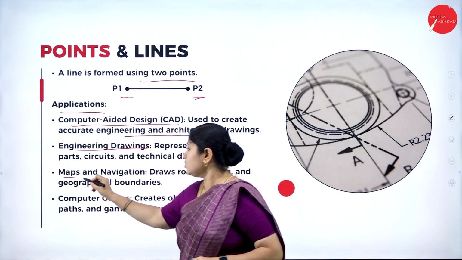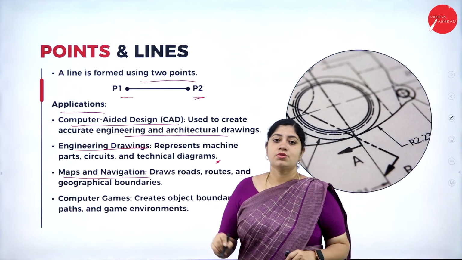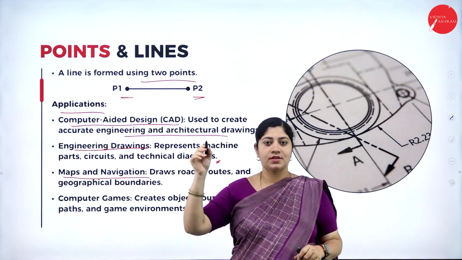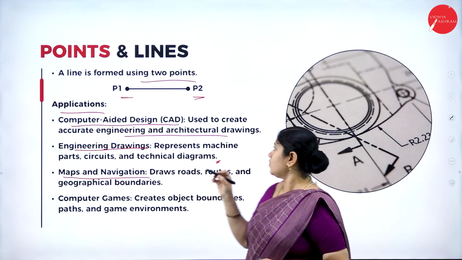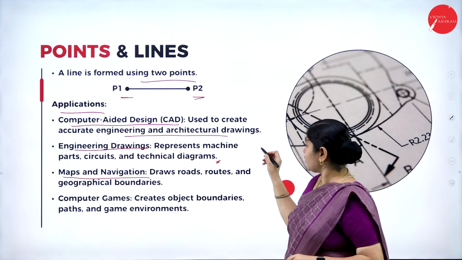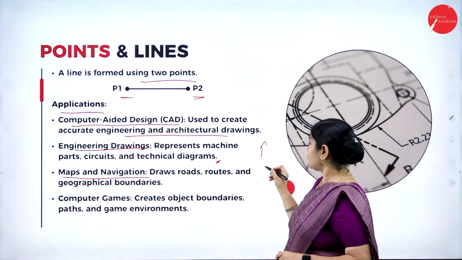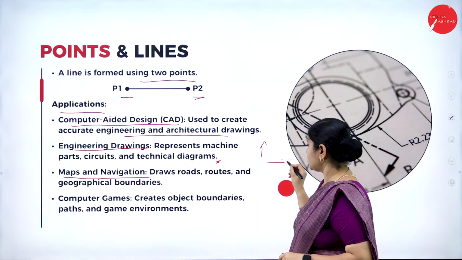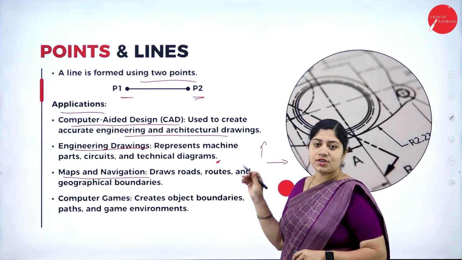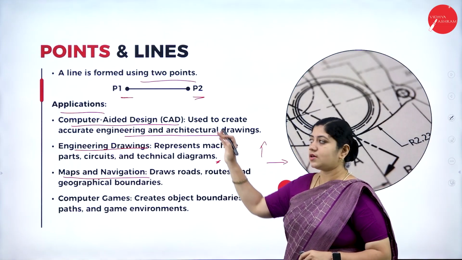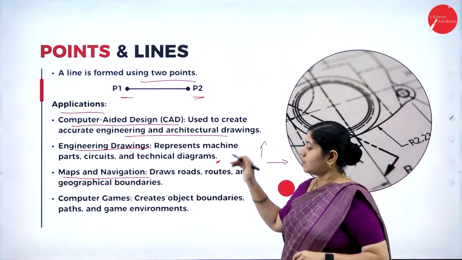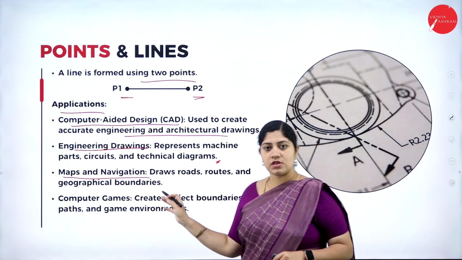Next, it is also used in maps and navigation. In the maps, you might have seen the lines. If you want to go straight, it will show you with an arrow mark. Next, if you want to change your location or direction, it will give us turn right, turn left along with a line, isn't it? So yes, it is also used in maps and navigation.